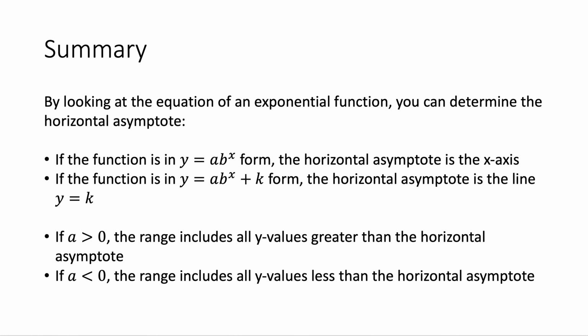So remember that by looking at the equation of an exponential function, you can determine the horizontal asymptote. If it's in y equals ab to the x form, the horizontal asymptote is the x-axis, which is y equals 0. If it's in the form y equals ab to the x plus k, the horizontal asymptote is the line y equals k. If a is positive, the range will be all y values greater than the horizontal asymptote. If a is negative, the range will be all y values less than the horizontal asymptote.